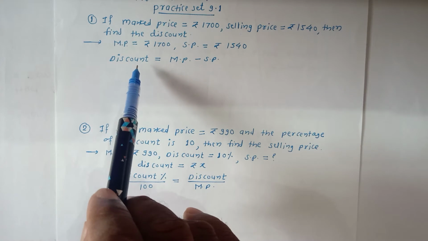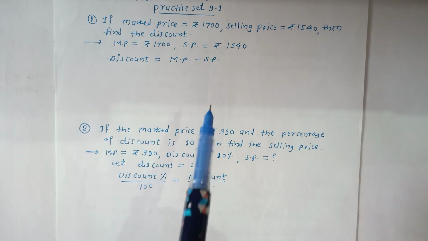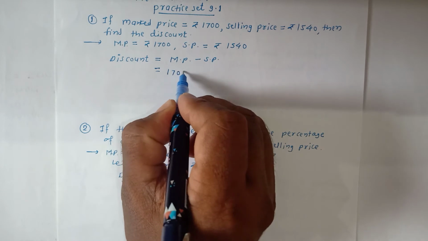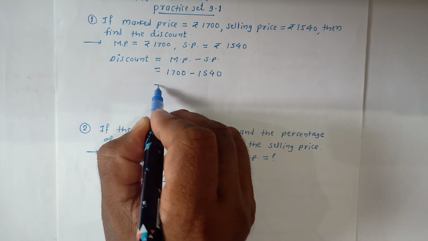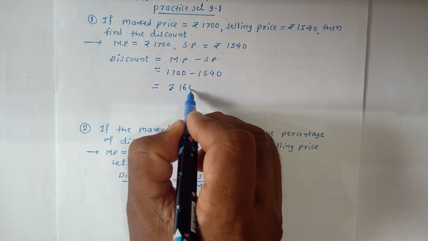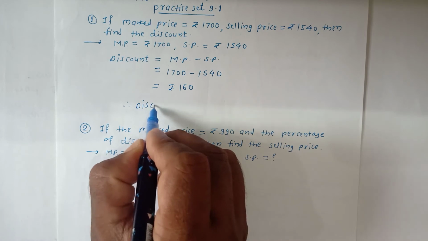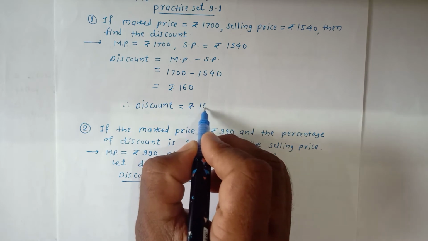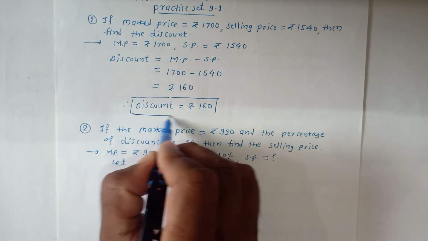So the formula for discount is equal to MP minus SP. So MP is 1700 and SP is 1540. So that will be rupees 160. Therefore, the answer is discount is equal to rupees 160. This is our answer.